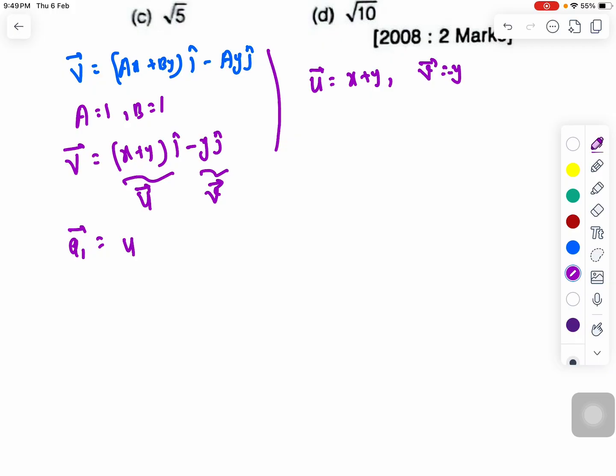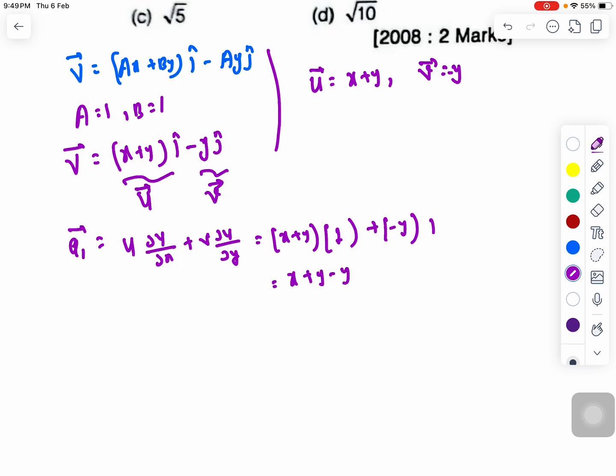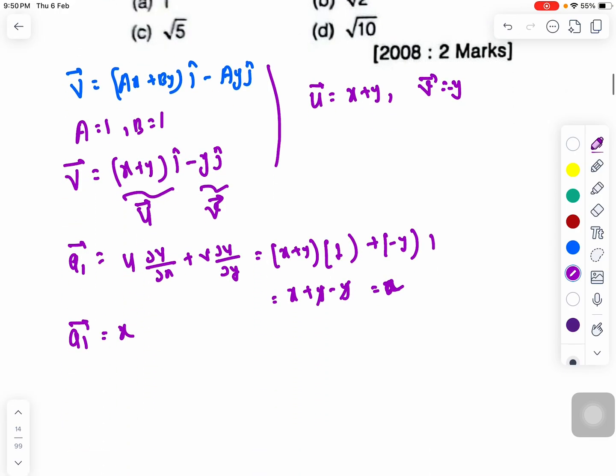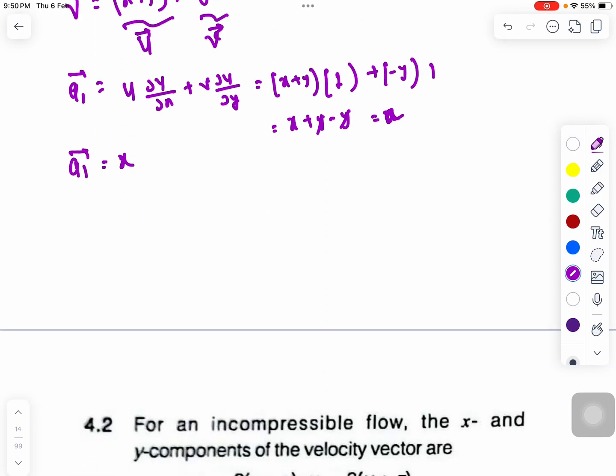So a1 can be written as u del u by del x plus v del u by del y. What is u? u is x plus y, and del u by del x is 1, plus what is v? Minus y, and what is del u by del y? That is 1. So you can write (x + y) minus y, which cancels out, so that equals x. So a1 will be x, and you are supposed to calculate the value at point 1 and 2. So let's say you have calculated a1.